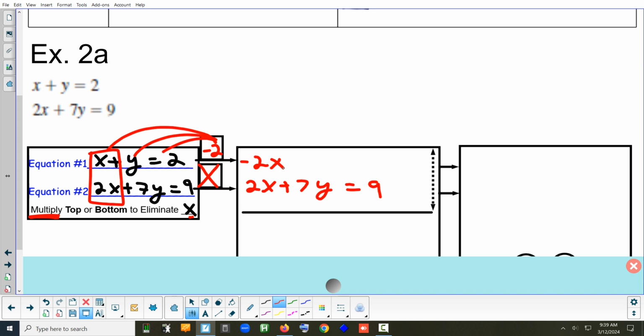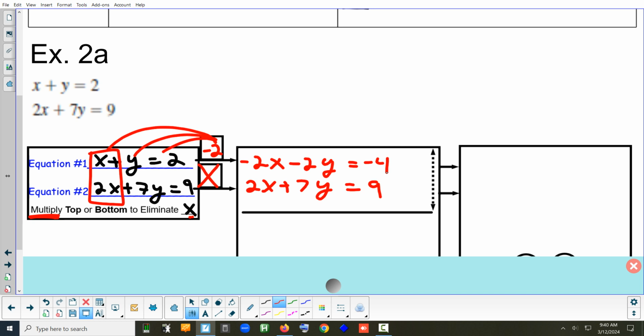So I'm looking for something with a number attached to it. When you multiply -2 times y, -2y. Equals. And what about -2 times 2? -4. Yep. Now, if you did that step right, we should have same letter, same number, opposite sign.